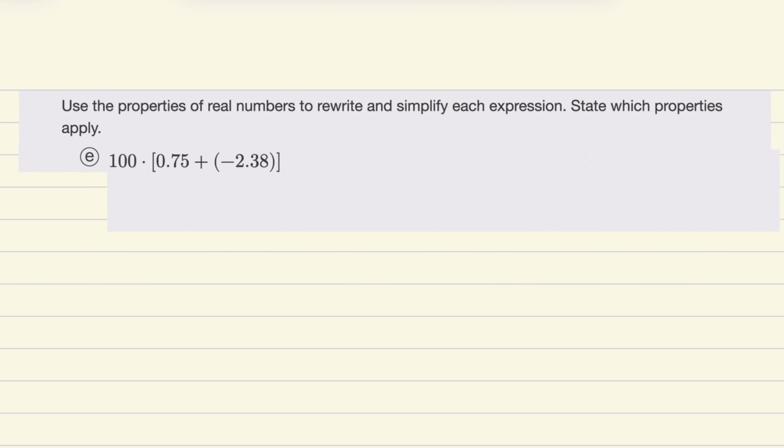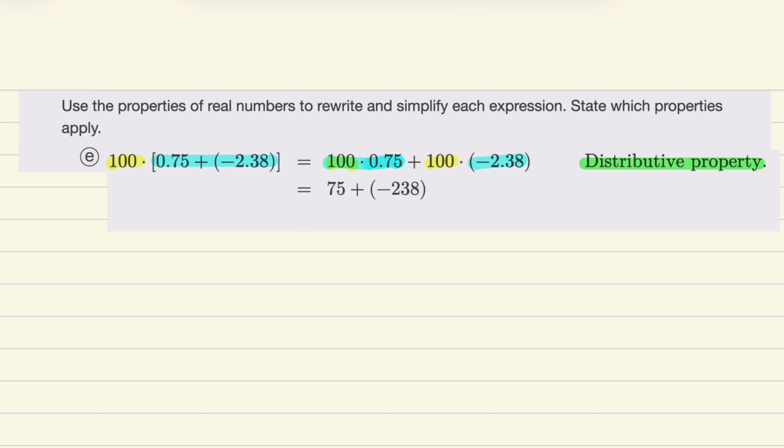Lastly, for E, we have this 100 on the outside being multiplied by this parentheses that has addition of two numbers, which means I am distributing that 100 to be multiplied by both the first term and the second term inside parentheses. This is using the distributive property. From here, I can go ahead and do that multiplication. 100 times 0.75 is 75. 100 times negative 2.38 is negative 238.